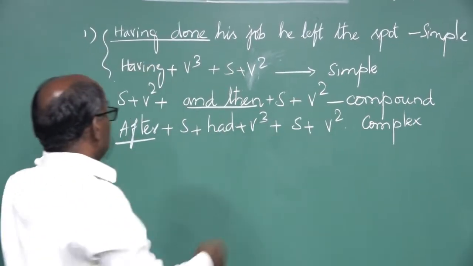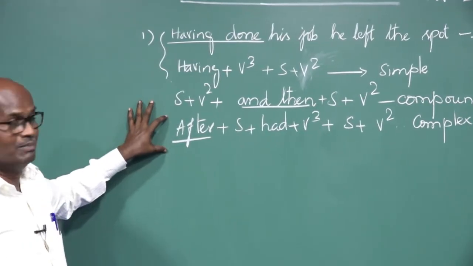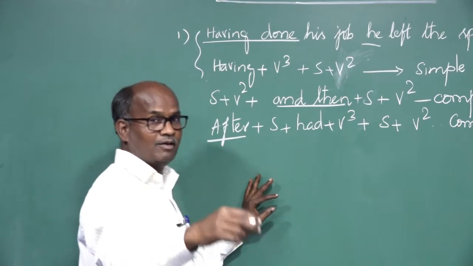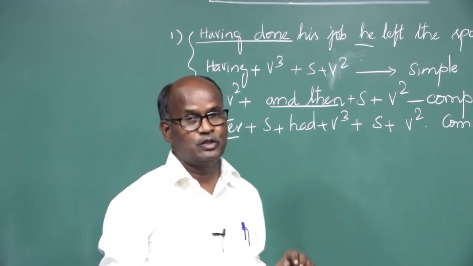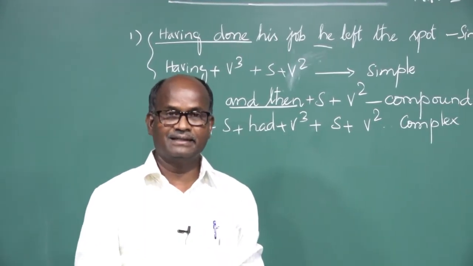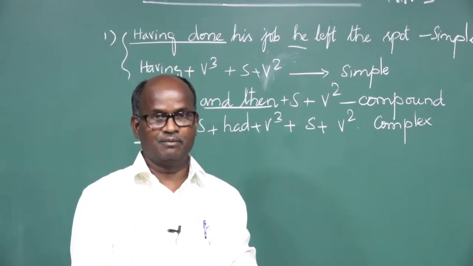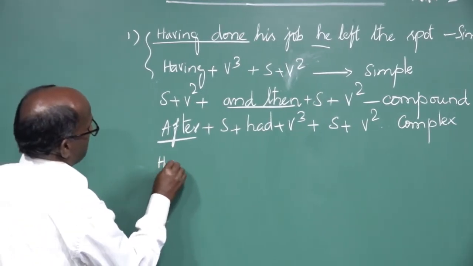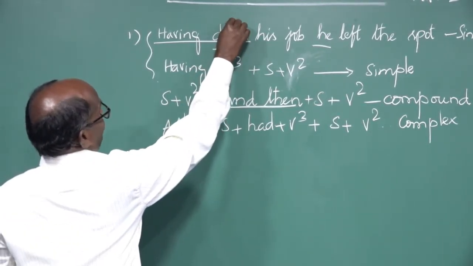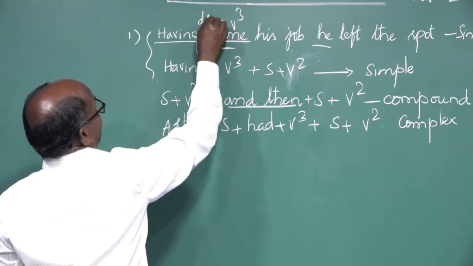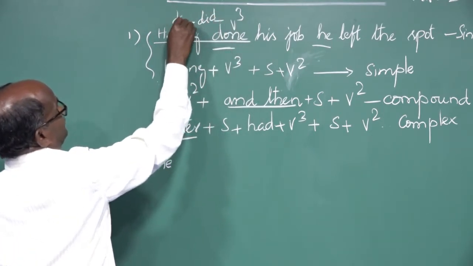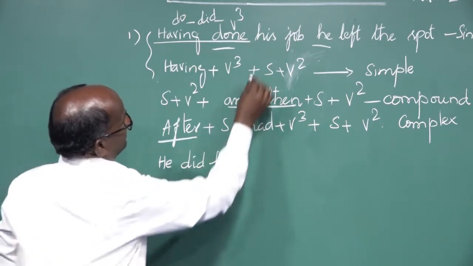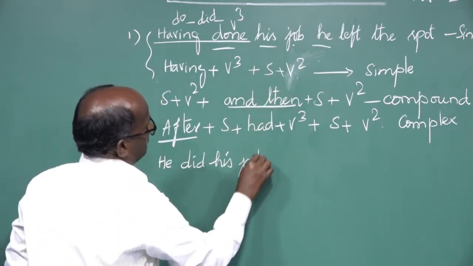And we must convert it into compound and complex. Then what is the subject? He. As I have already informed you, three things we must notice: first you find the subject, then the tense, then add suitable conjunctions. He. What is the verb? It is the verb's third form. So the second form is did, the first form is do. He did his job, the remaining item.